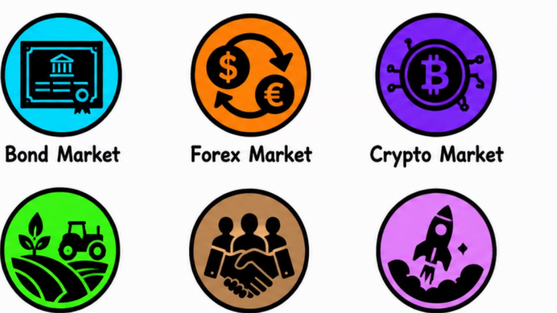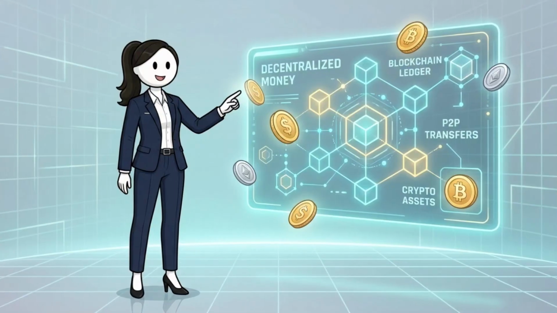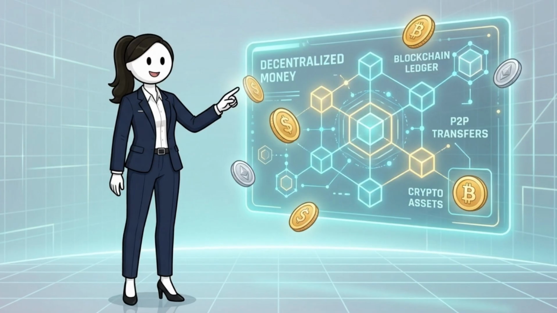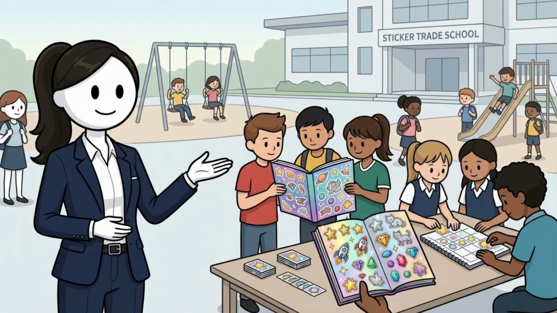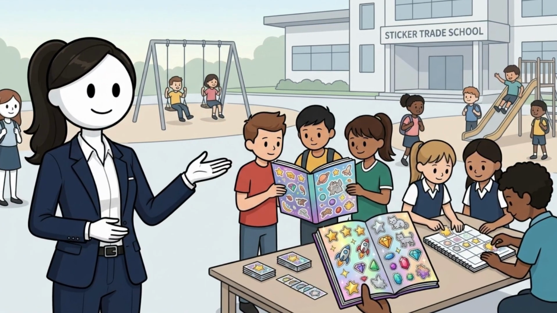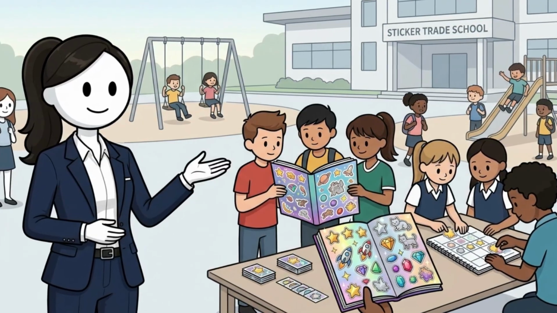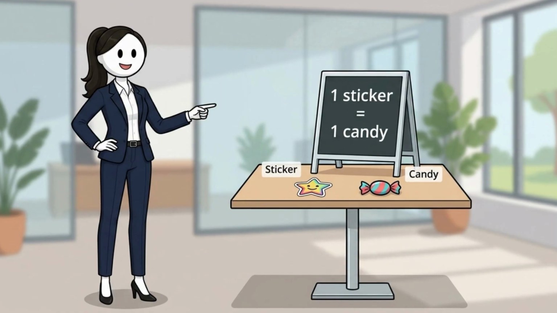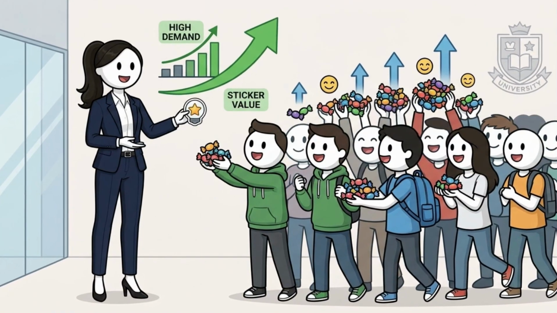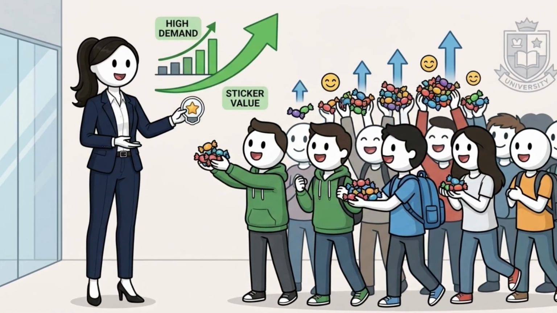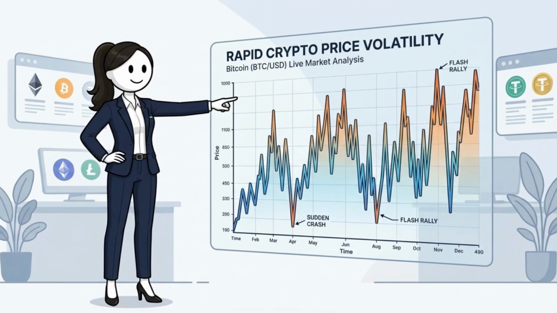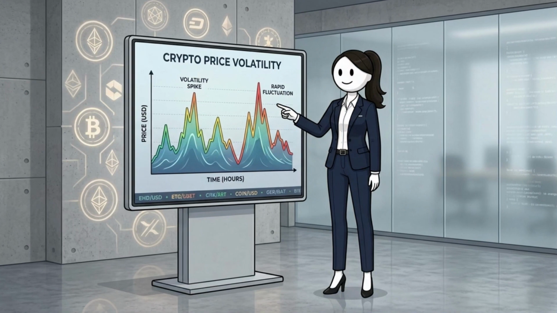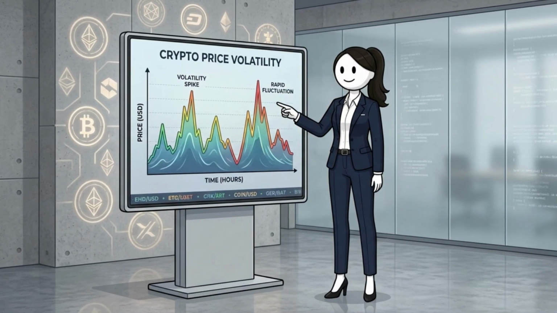The cryptocurrency market. The cryptocurrency market is where people buy and sell digital money that lives on the internet. For example, imagine your whole school suddenly decides that shiny stickers are money. Today, one sticker buys one candy. Tomorrow, everyone wants stickers, so one sticker buys 5 candies. That's why crypto prices can go up and down very fast. And that's what cryptocurrency market is and how it works.